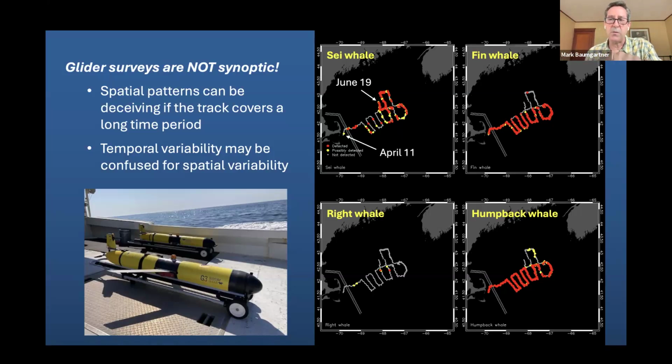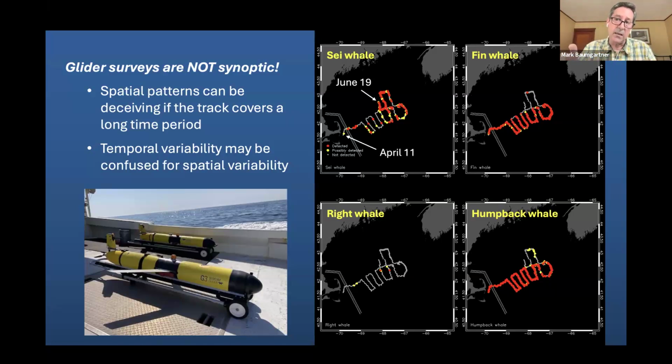You'll note that just above Georges Bank, we had fin whales galore on the way out. But now on the way back, we're surveying just to the north of where we were surveying before, and all of a sudden fin whales are gone. Well, what happened? Did I just design the survey perfectly to bisect this area to the south where there are tons and tons of fin whales and this area to the north where there are no fin whales? Probably not. It's probably that there's some temporal variability going on here.